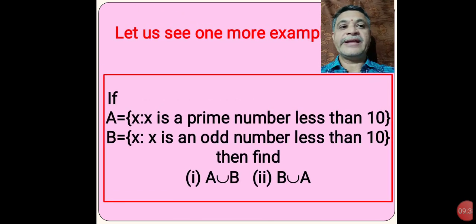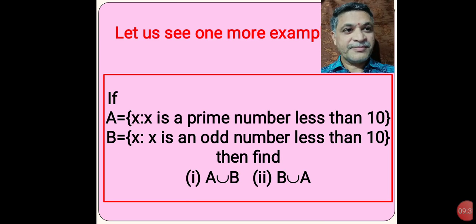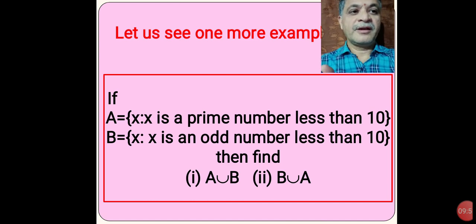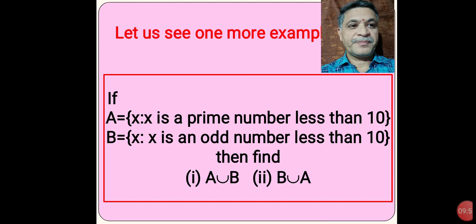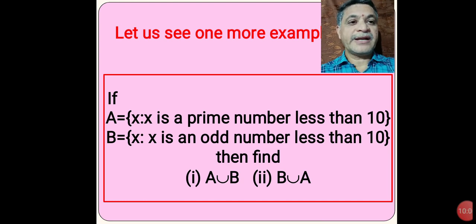Observe that A union (B union C) and (A union B) union C both are same. Observe the two sums. The answers are same. That means you can calculate in any way. This is known as the associative law. This is associative law. So now let us see one more example.